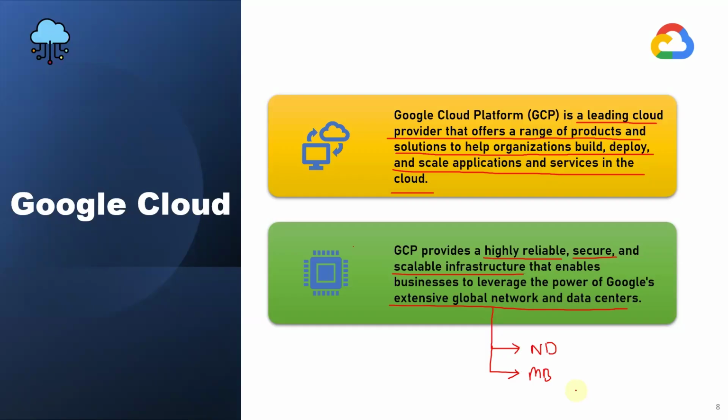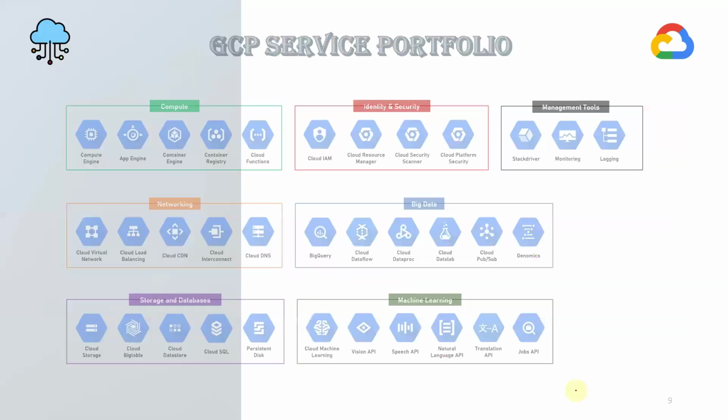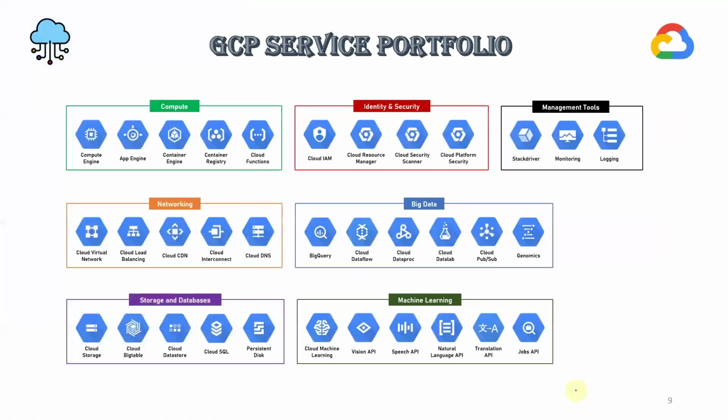Google Cloud Platform is one of the leading cloud providers that offers products and solutions to help organizations. Sir, what are those cloud computing services GCP is offering? GCP is offering plenty of services. Some of the services I have listed down here: compute services, identity and security services, management services, networking services, big data services, storage and database services, and machine learning services.